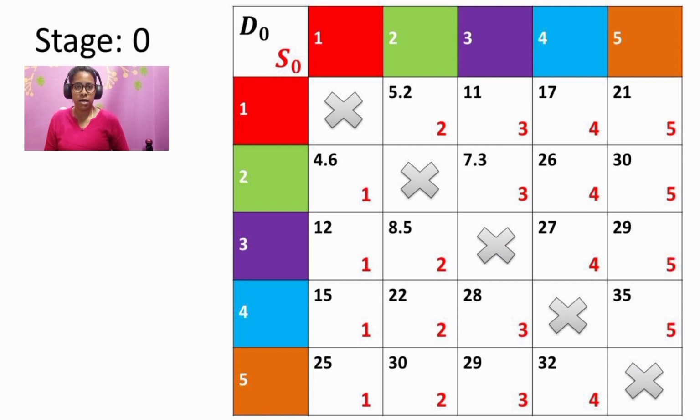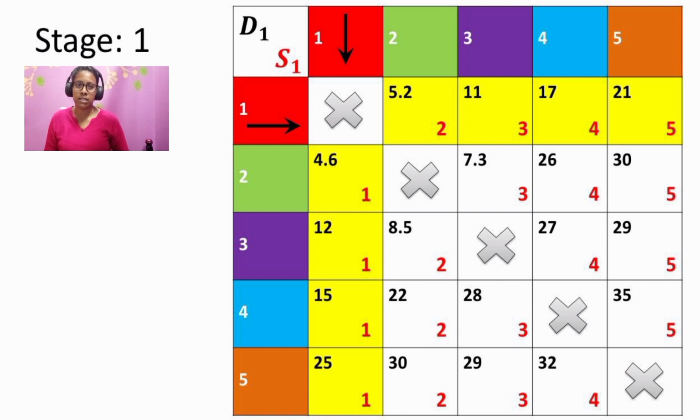Moving on to the next stage. As I told in the beginning of the algorithm, at a general step, we fix the kth row and kth column. So at stage 1, what do we fix? The first row and the first column. Yellow color cells mean it is blocked or fixed, so we are not going to touch it. The remaining cells are the unblocked cells.